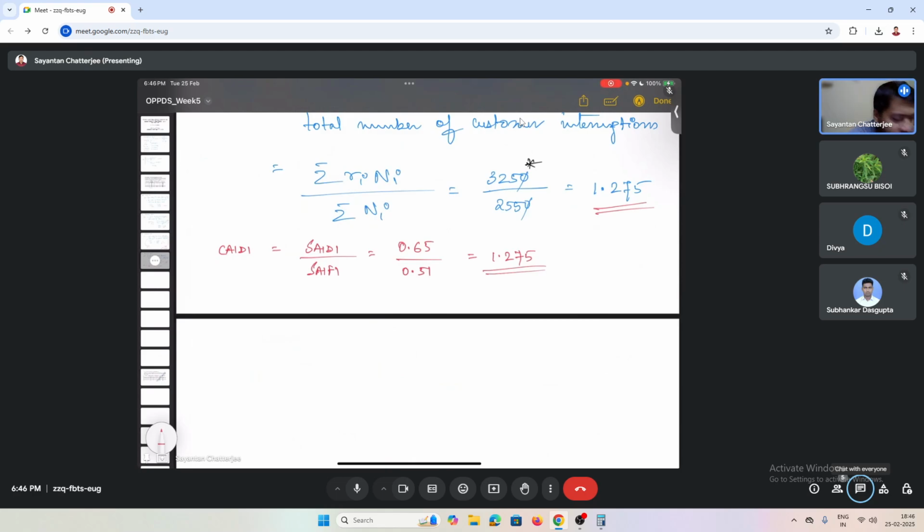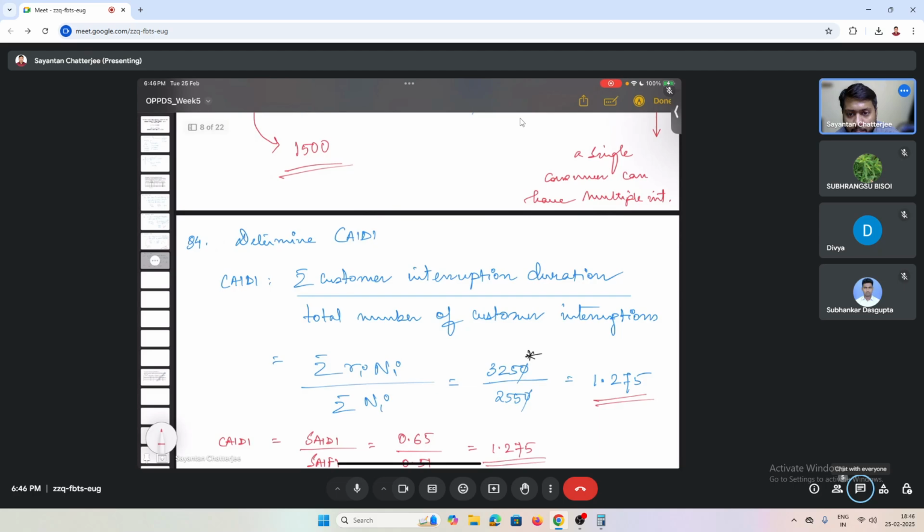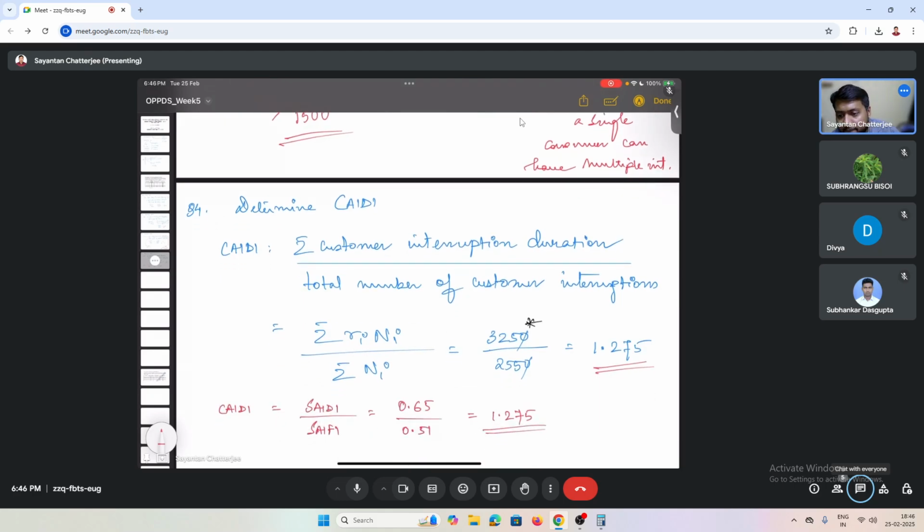So you might be given a data set from which you need to calculate ID, but if you are given parallel information of ID and psi with no information of the data set of the customer interruptions, then you can directly calculate the ID from the ID and psi information. Okay. So any doubt? Okay, then we can move on to the next question.